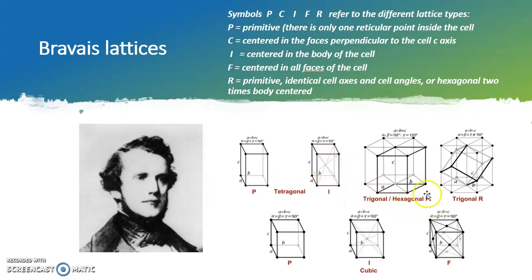You can see here one particle is placed in the center. And trigonal or hexagonal, this lattice shape you will get when A is equal to B, B is not equal to C, when alpha and beta interfacial angles are equal to 90 degrees, but when the third interfacial angle, gamma, is equal to 120, then you are going to get a trigonal or hexagonal primitive lattice shape. Now in this trigonal R, the particles are placed such that you can imagine a cube entrapped inside a trigonal or hexagonal shape.